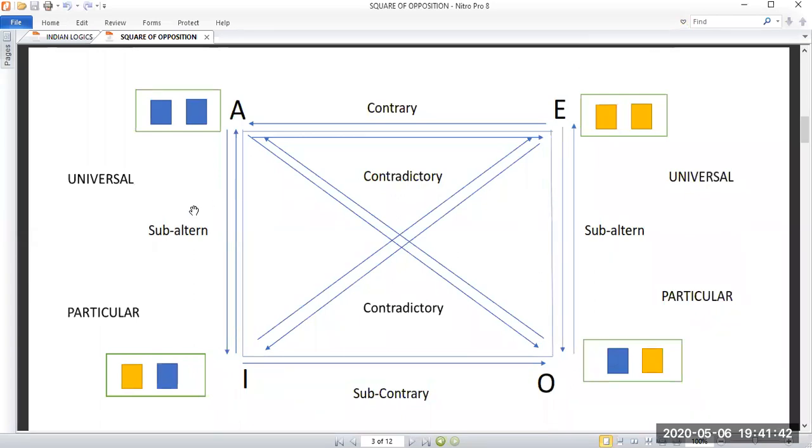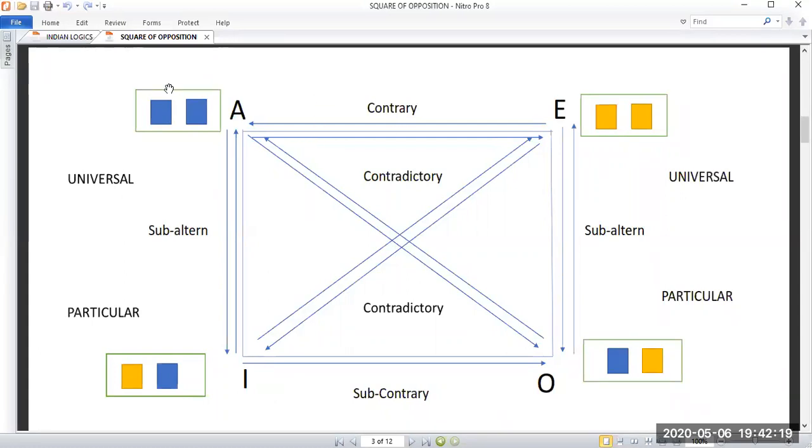So we'll start with contradictory. Contradiction means if A is true then O is false. If I is true, then E is false, like this. So A and O are opposite to each other. If A is true, then O is false. If O is true, then A is false. Similarly, if I is true, E is false. If E is true, I is false. So both are contradictory to each other. I have given you the explanation in the upcoming slides, so don't worry about that.